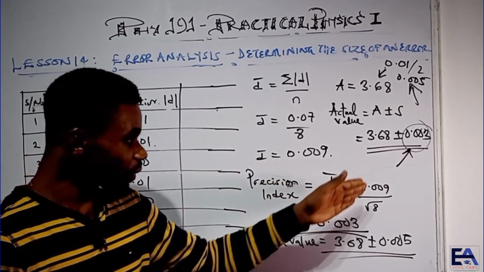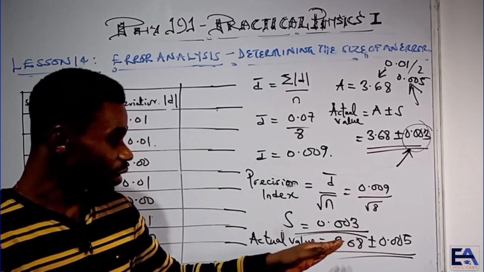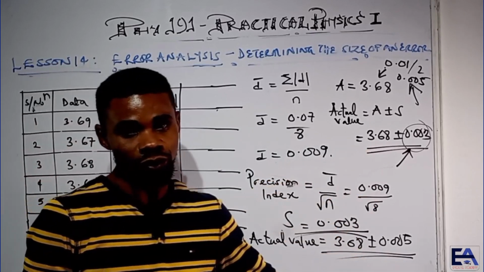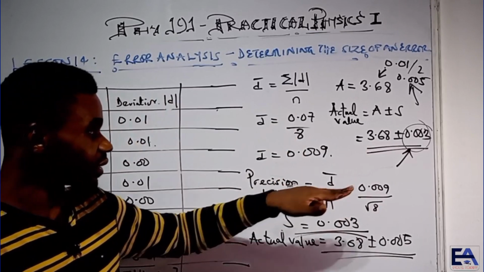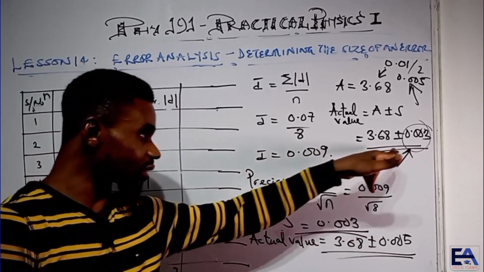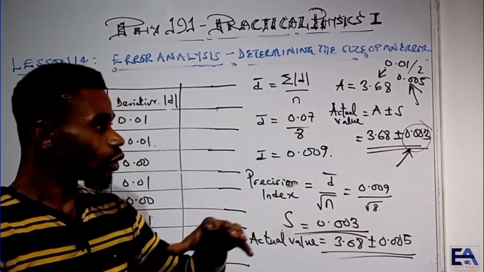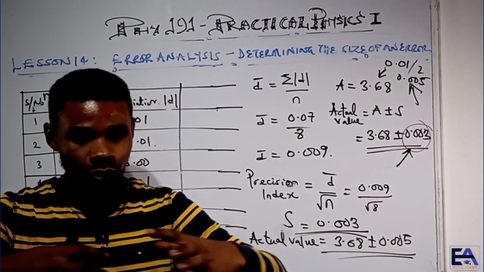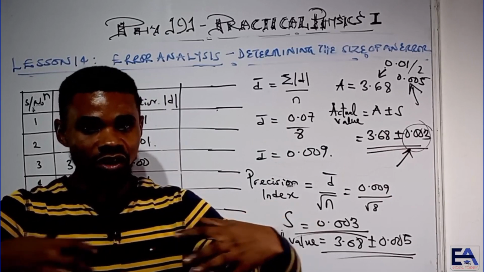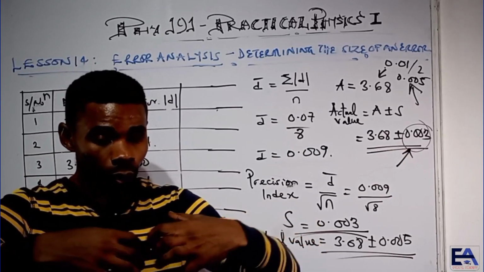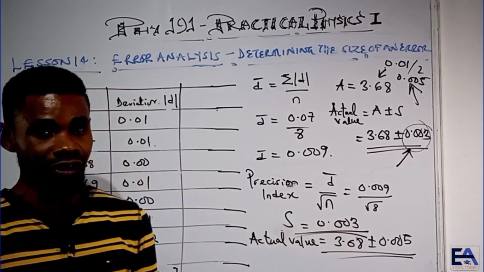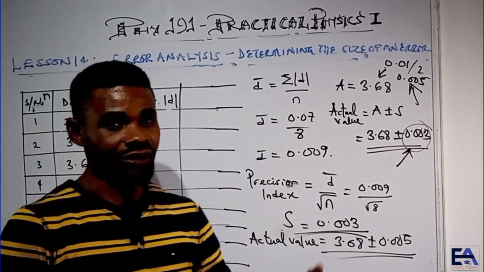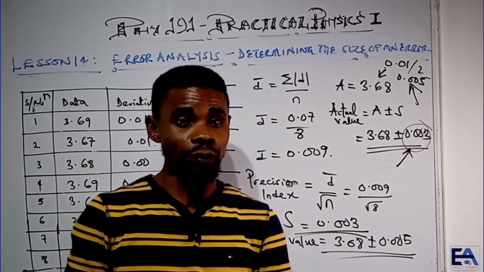So since the precision index is less than the maximum possible error, we will stick to the maximum possible error. But if the precision index is greater than the maximum possible error, we stick to the precision index. We are doing this to have a wider range of possibility of error so that we can compensate for any error within that range. So that is the reason. Hope you get it now.